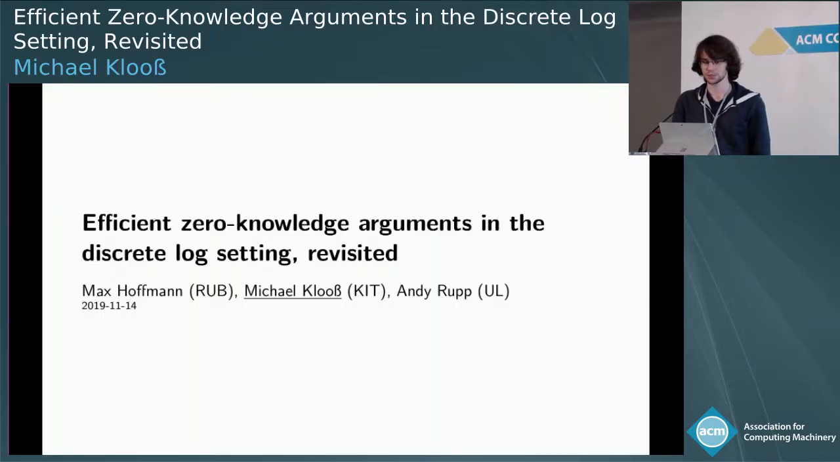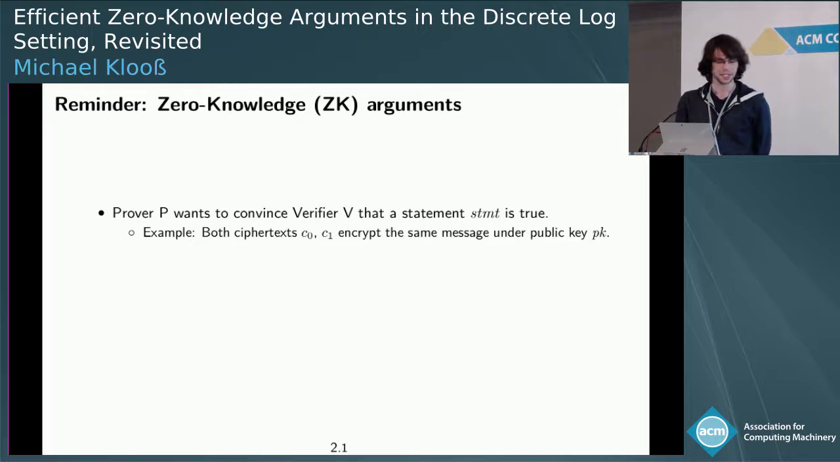Welcome to my talk on efficiency of knowledge arguments in the D-log setting revisited. This is joint work with Max and Andy. And let me remind you of zero knowledge first.